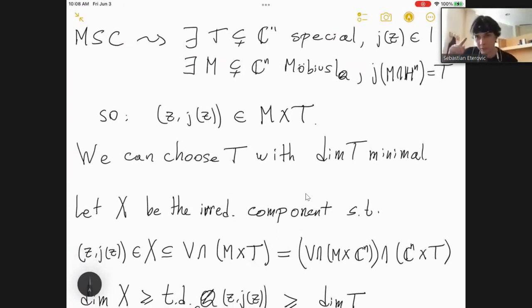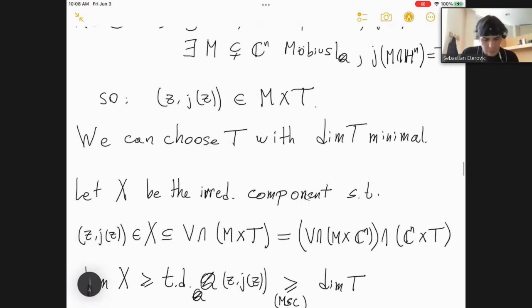Okay, so now comes Zilber-Pink into this picture. You say the point Z, J of Z is now on one hand inside of V, and on the other hand is also inside of M times T. So it must be in the intersection. And so consider an irreducible component of the intersection that contains this point, X. Now the intersection between V and M times T, I'm going to rewrite it in this other more convenient way that is here at the end, because it will make some calculations a bit easier.